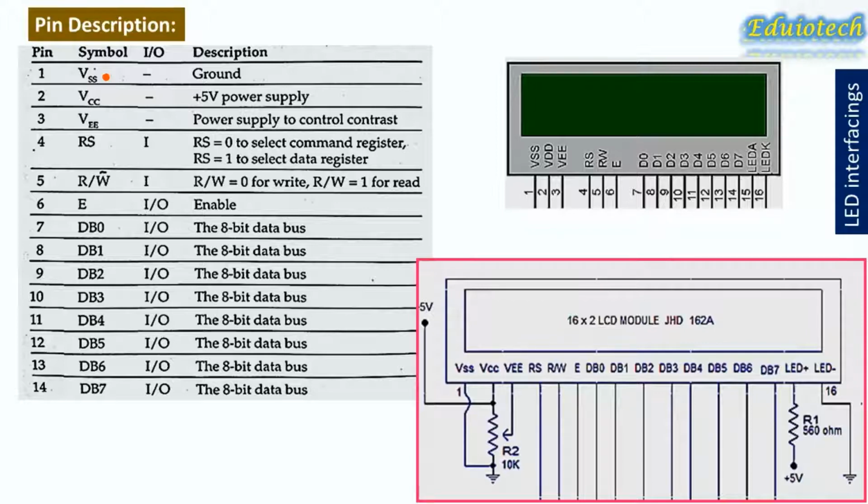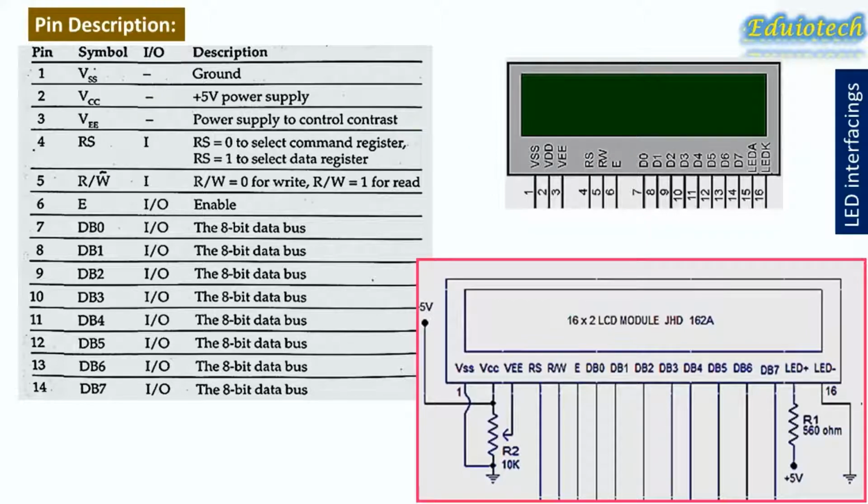This is VSS, that is ground pin. Next is power supply pin, that is of 5 volt. Then VEE, that is used for adjusting the contrast, commonly attached to the potentiometer. RS is the register select pin that is used to write display data onto the LCD, that is characters. This pin has to be high when writing the data to the LCD. During the initialization sequence and other commands, this pin should be low.